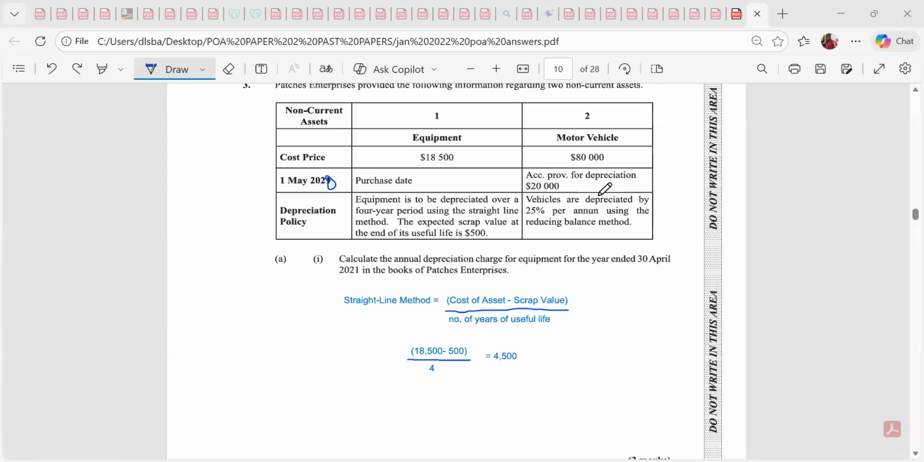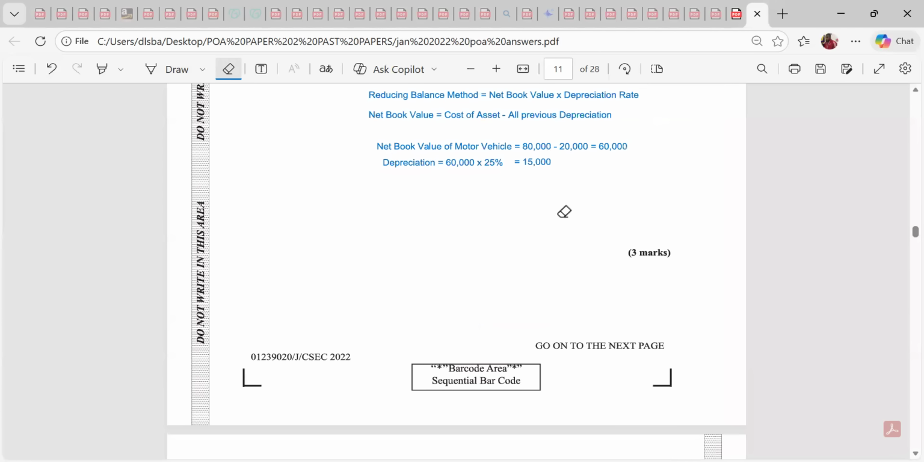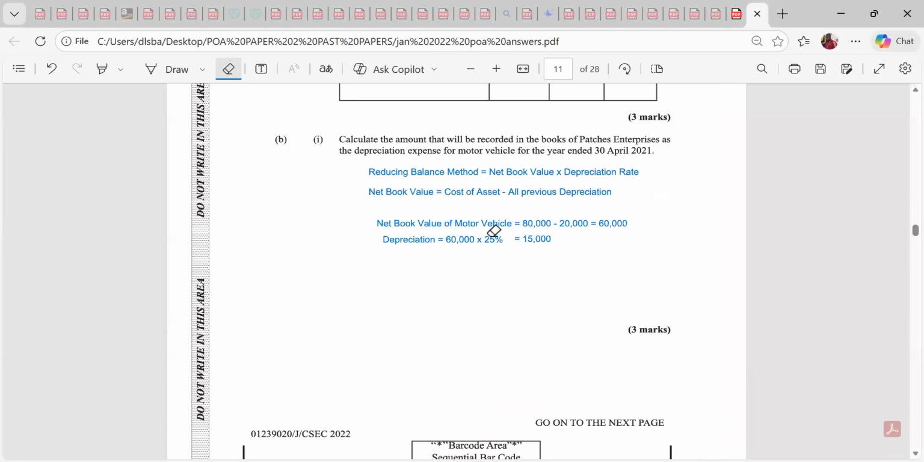The reducing balance method, you take the cost of the asset, you subtract all previous depreciation, which will be in a provision for depreciation, to get a net book value, and then you multiply it by the depreciation rate. So in this case, it would be 80,000 minus the 20,000 multiplied by 25%. Which is what I did here. Calculated the net book value, 80,000 minus 20,000, and then I multiply it by 25%, the depreciation rate. Now, 3 marks.